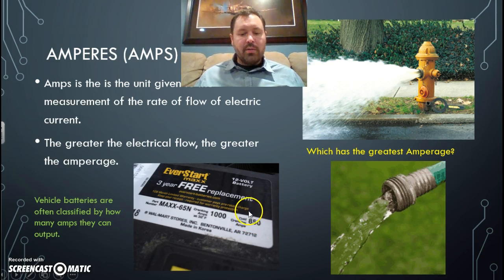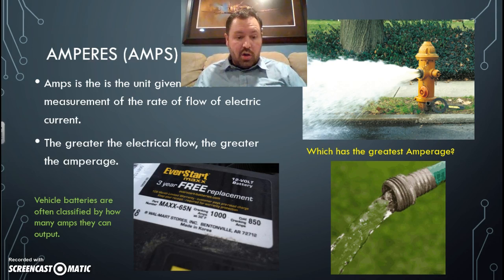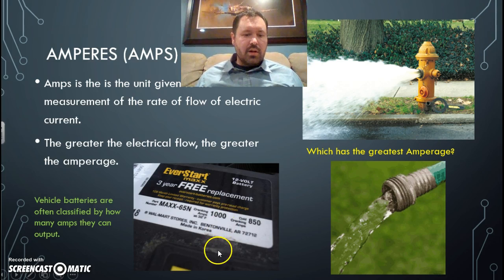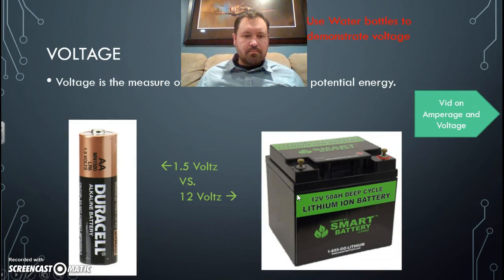Now, a normal battery like a hearing aid battery or a regular AAA battery is not going to have that kind of amperage, just because no devices need that kind of amperage except cars and engines to get things started. They need a lot of amperage to get started. So vehicle batteries are often classified by how many amps they can output.